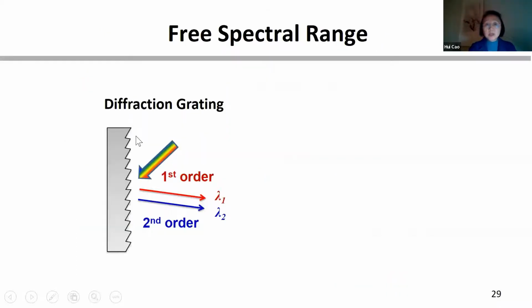Another advantage is that we no longer have the free spectral range of a standard grating spectrometer. For one wavelength, say the first-order diffraction goes to one particular direction, then for half of this wavelength, the second-order diffraction will go to the same direction. This causes ambiguity. That limits the spectral range we can measure, which we call the free spectral range.